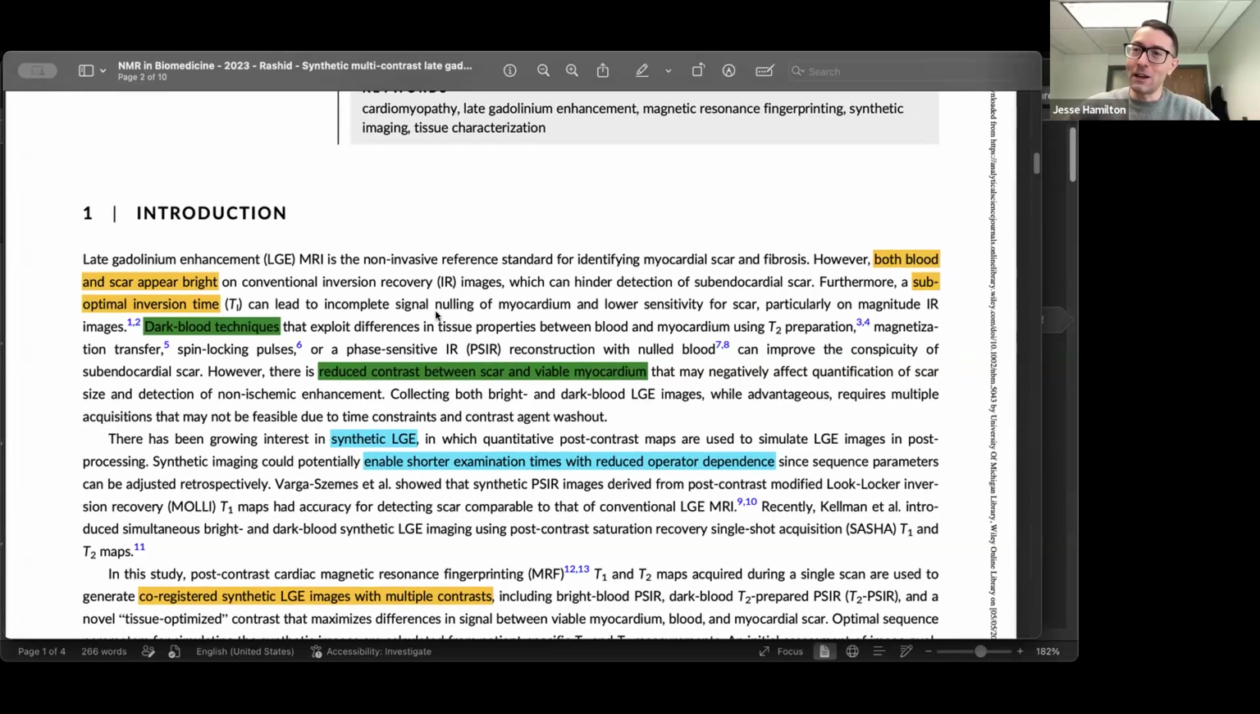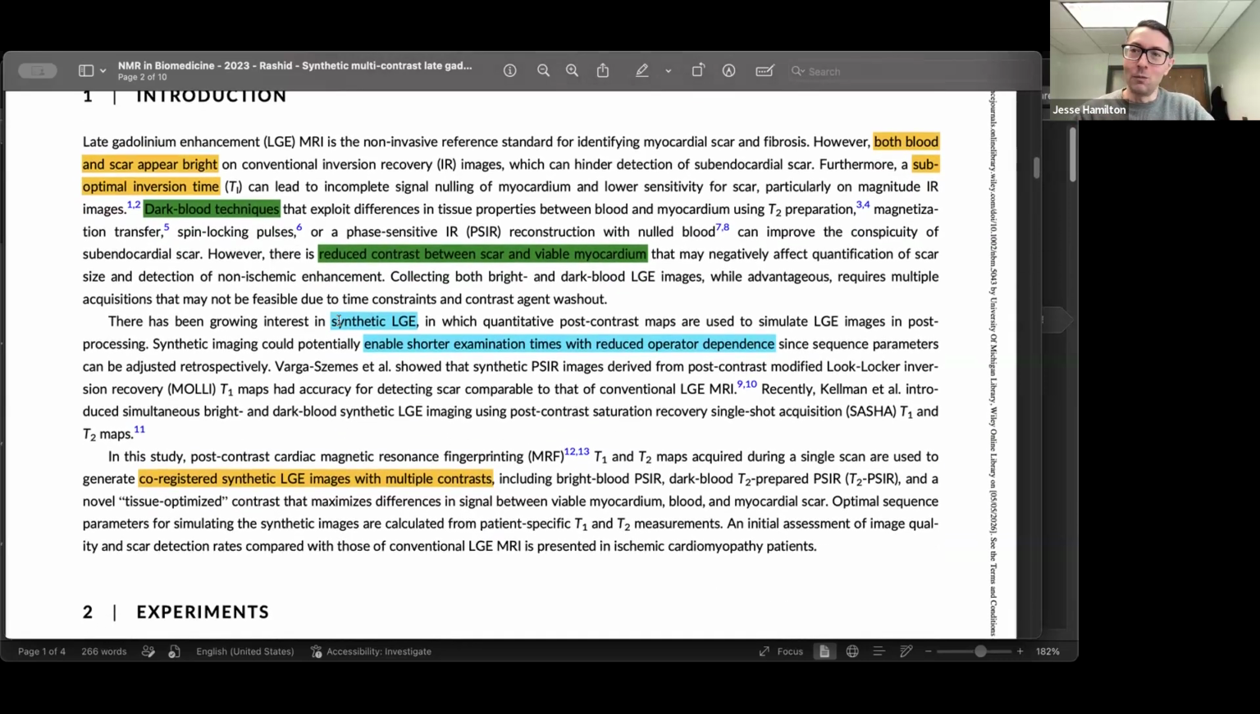Another issue is that LGE images tend to be operator dependent. You need to run a TI scout, and if you don't select your TI properly, you can have incomplete nulling of the myocardium. And of course, there are dark blood techniques that we can use to increase the contrast between blood and myocardium, but these require additional acquisitions.